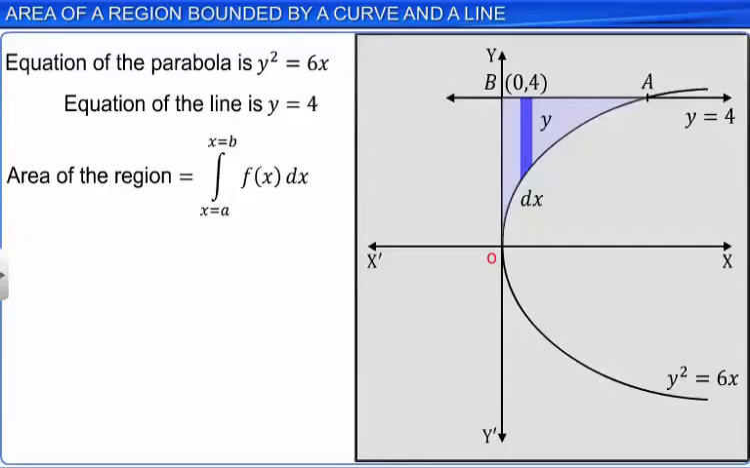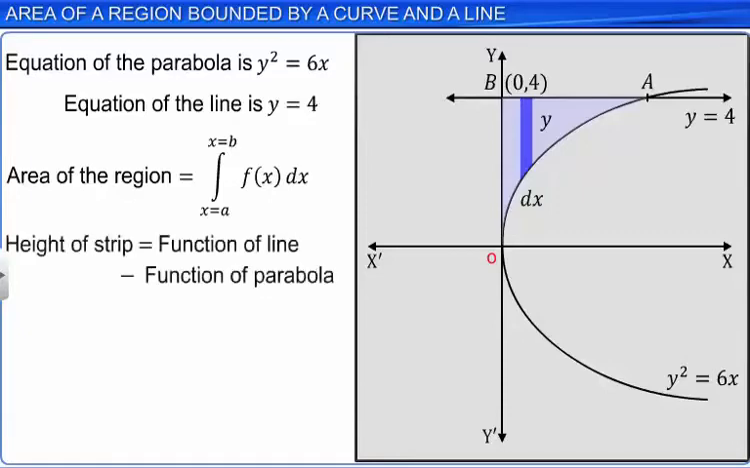The height of this strip is equal to the function of the line y = 4 minus the function of the parabola. This gives f(x) = 4 − √(6x). The area of the shaded region is given by the integral of (4 − √(6x)) dx from x = a to x = b.